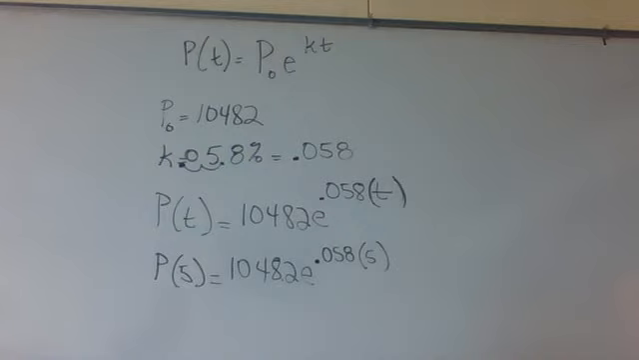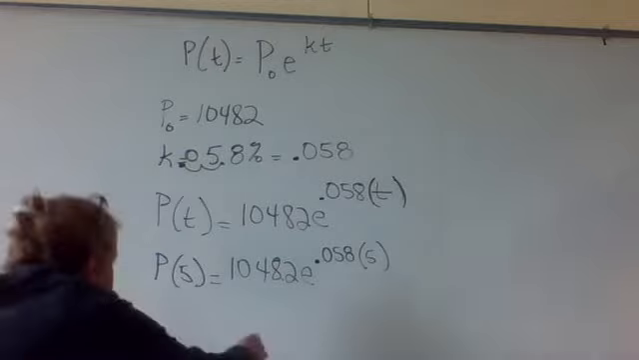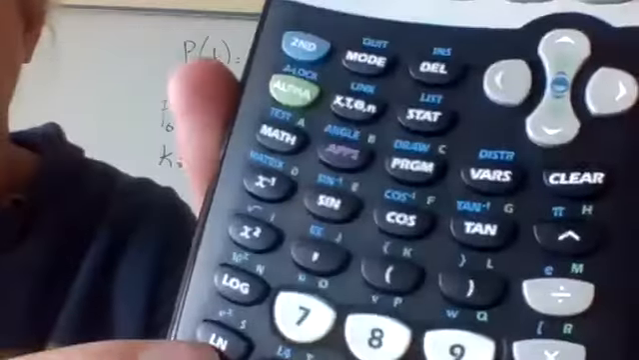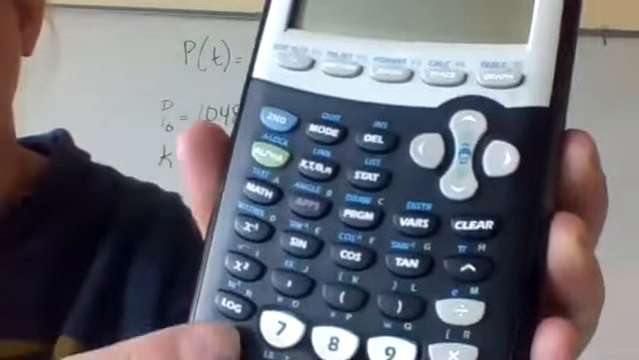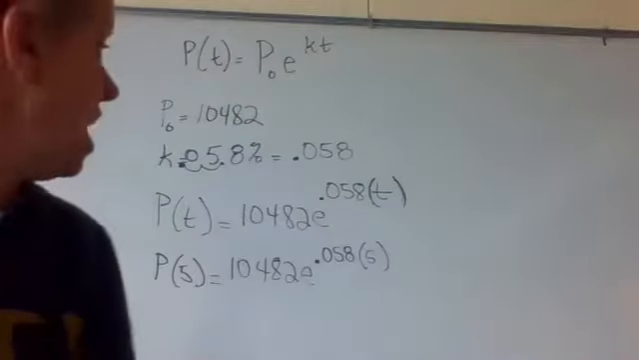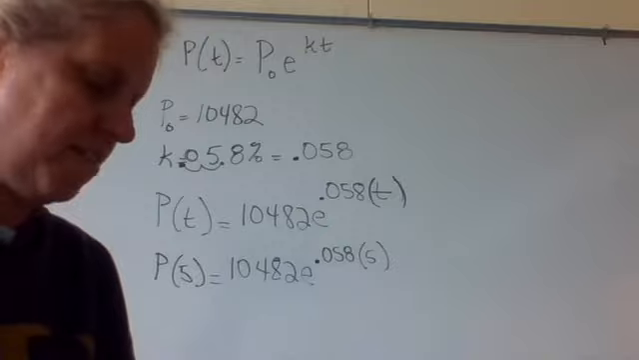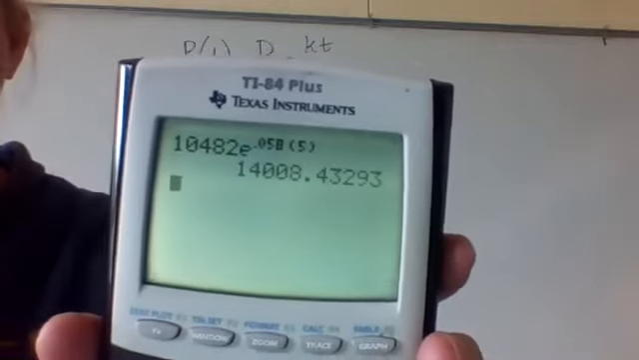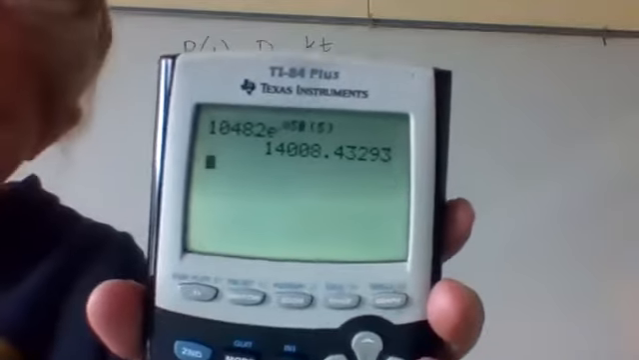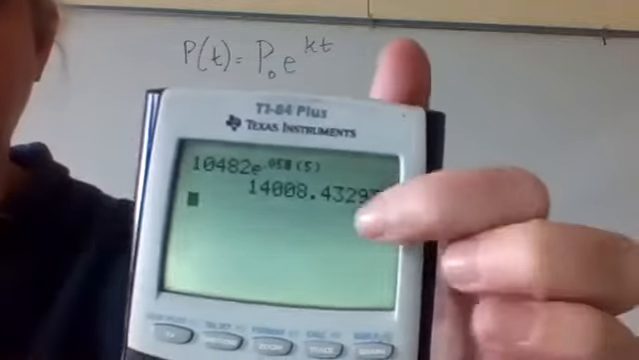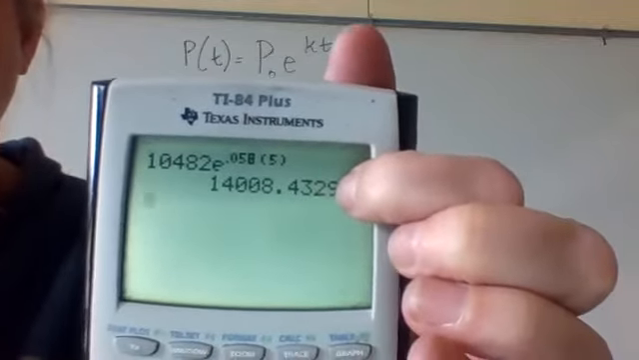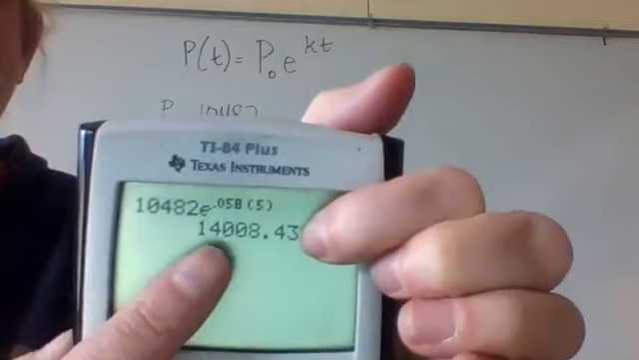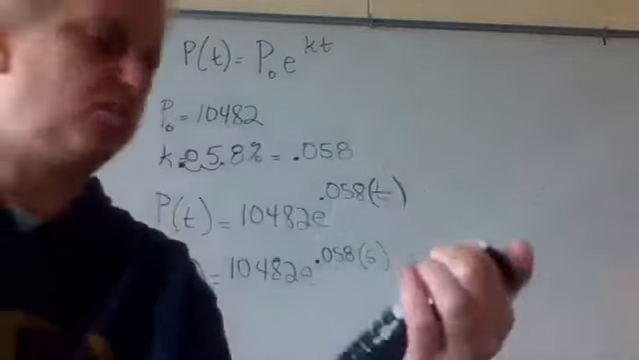So 10,482 E. Remember where the E is. It's the LN button, but it's blue. So I do second LN to get the E. Now up in my exponent, I have 0.058 times 5, exactly like you see it. So after 5 years, that's how much will be in there, and we are rounding to 2 decimal places. So 432, which means the 3 doesn't round up. So after 5 years, you'll have $14,008.43.